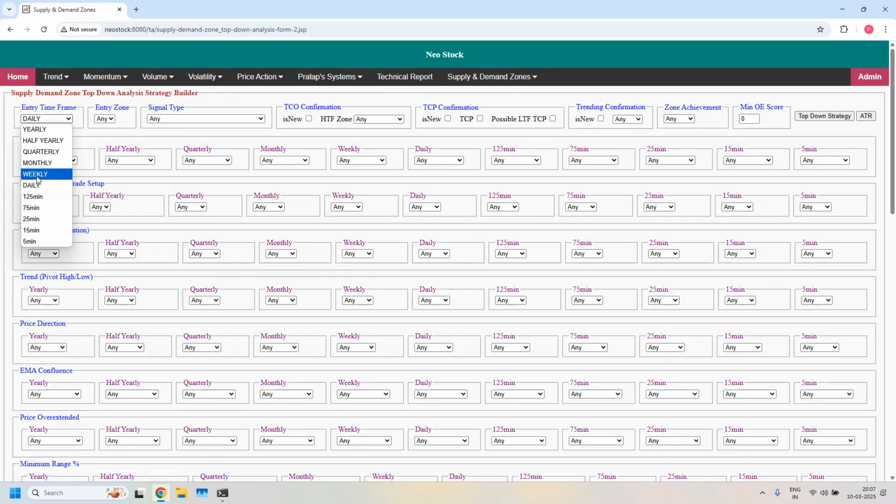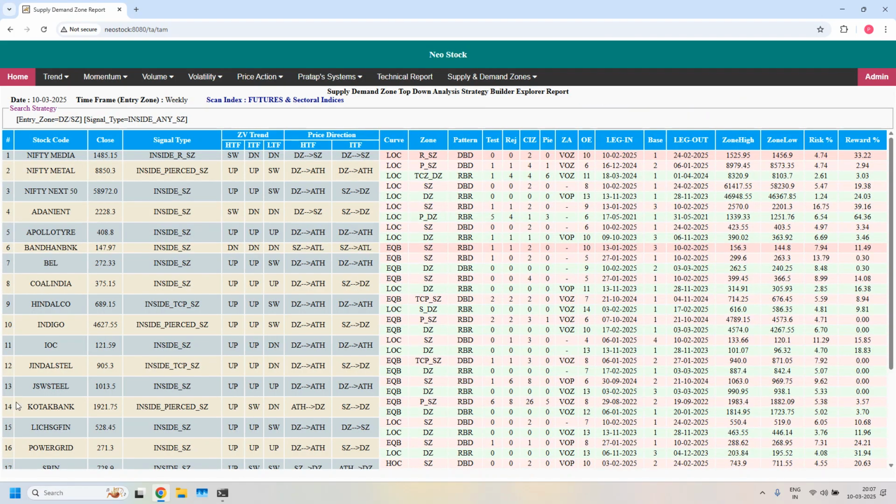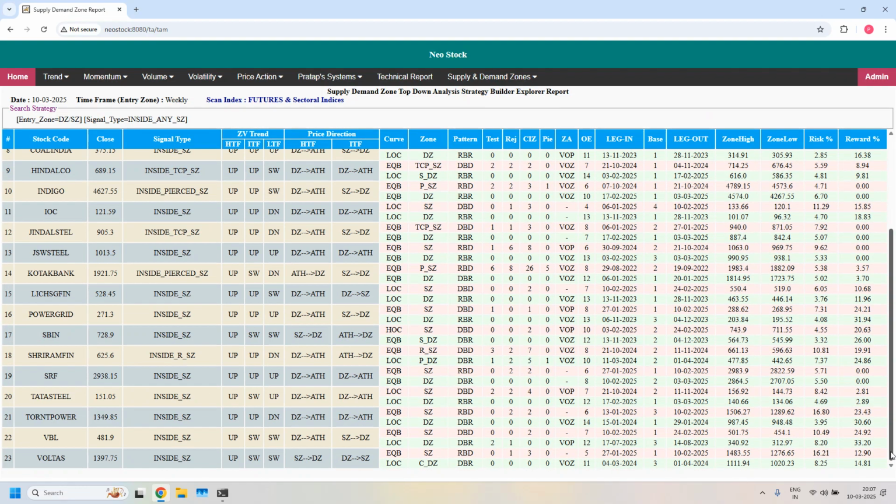Next, weekly time frame. Price closed inside the weekly supply zone. First 16 stocks in the list. Scrolling the list down. So total 23 stocks filtered.